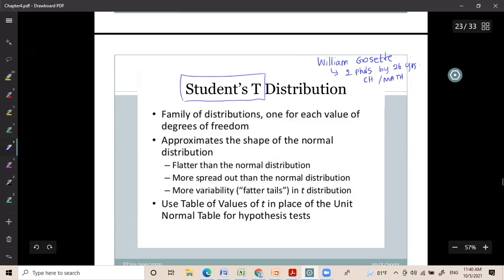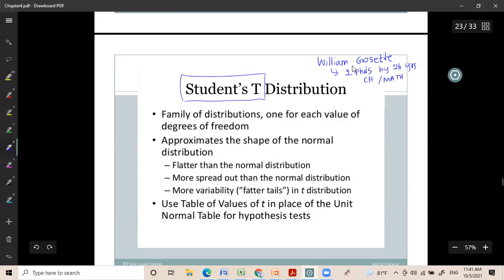And then, although he wanted to publish it, the Guinness brewers have this rule: you can't publish your work. The workers in that company can't publish their work because it is like a business secret. So they were not allowed to publish their findings. William Gossett wanted to publish this very badly because this distribution is very useful. Okay, people can use it.